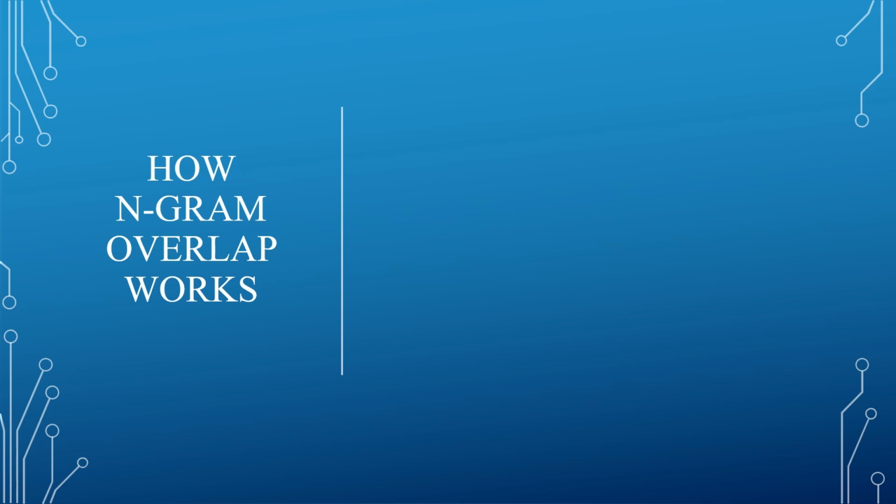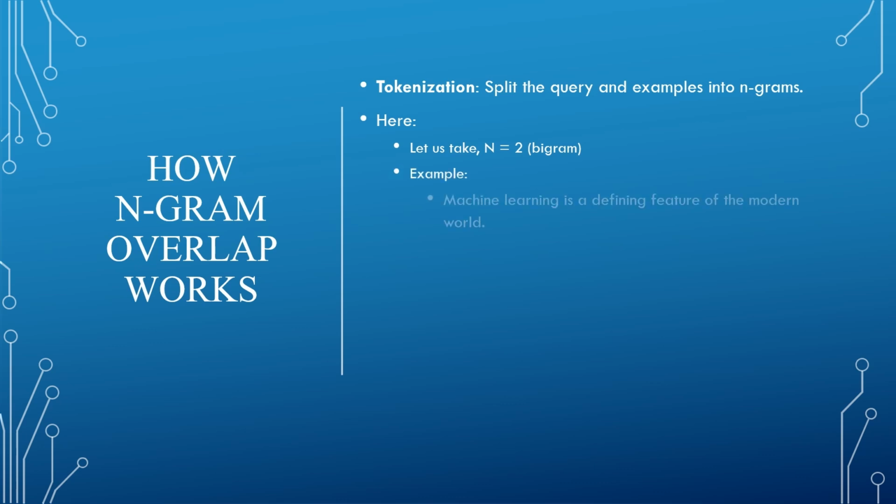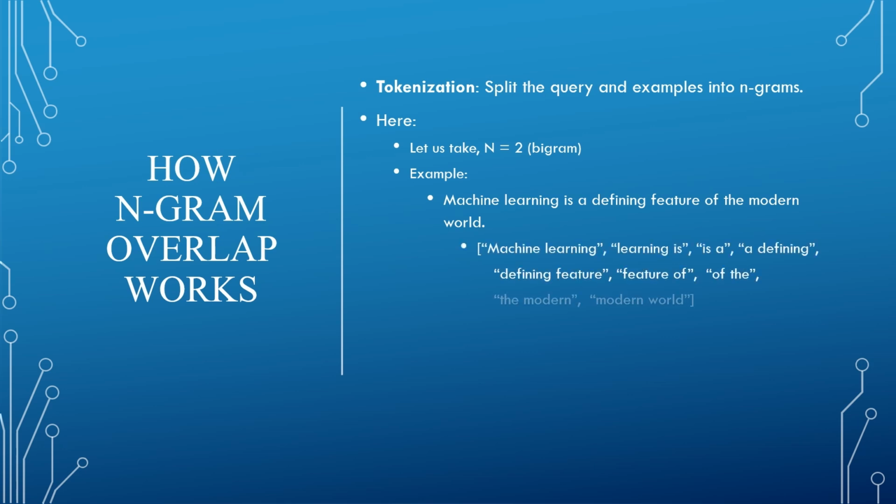Here's how n-gram works. First, split the query and examples into n-grams, a process called tokenization. For instance, let's take an example and a user query and split them into bigrams. Consider the sentence, "Machine learning is a defining feature of the modern world." This is our existing example, and the bigrams of this sentence are machine learning, learning is, and so on. Now, machine learning is fun is the user query. Here are the bigrams of this user query.